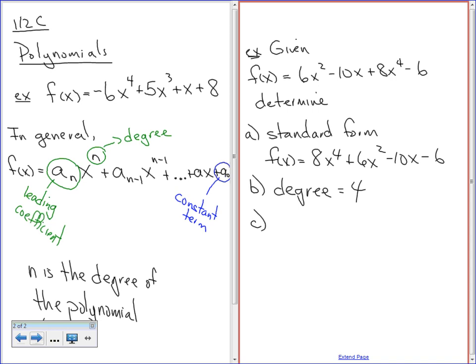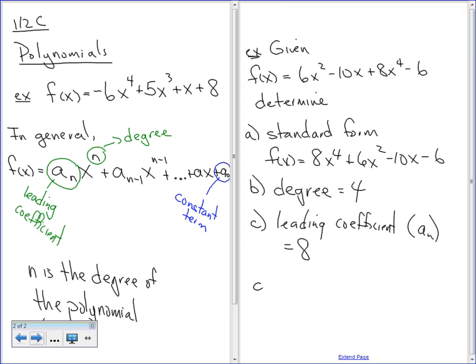The next thing is the leading coefficient. Now, I may ask you on the test to determine the leading coefficient, or I might just put down that symbol, the a to the n. So you have to know that that a to the n means the leading coefficient. So you just look at the number in front, and that happens to be 8.